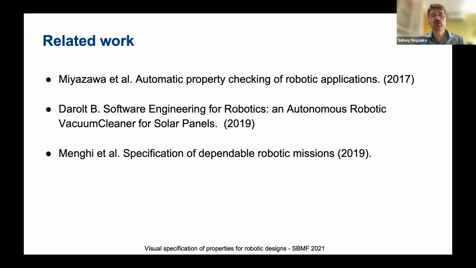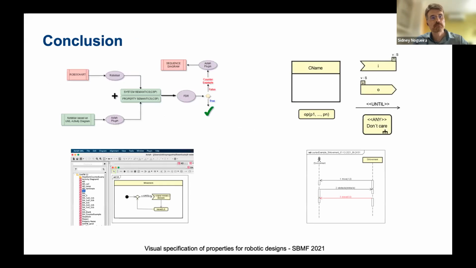And the third work is an example because there are other works that use some kind of diagrammatic language to specify robots. But this third work and other works in the literature are outside the context of RoboChat. So the diagrammatic language is translated to temporal logics. It's different from our context, where we work with CSP and refinement.